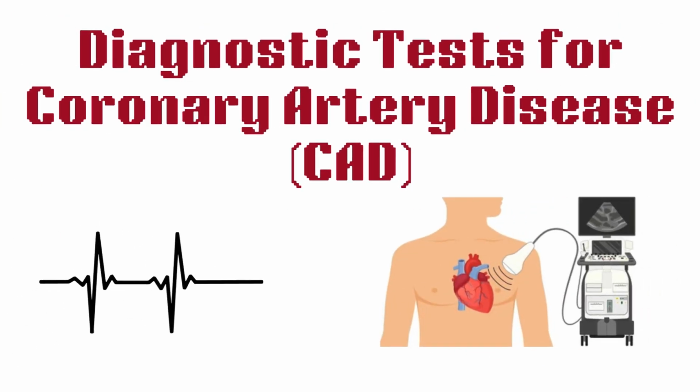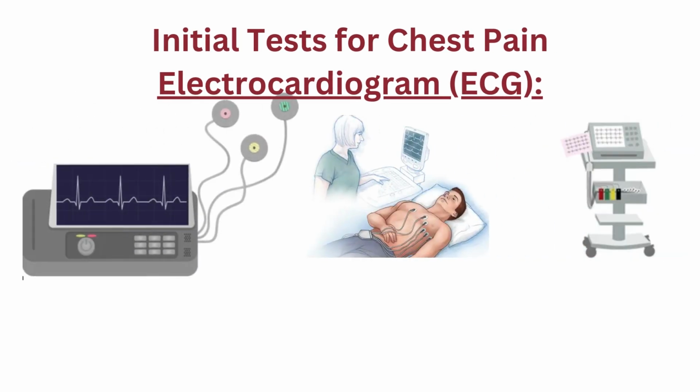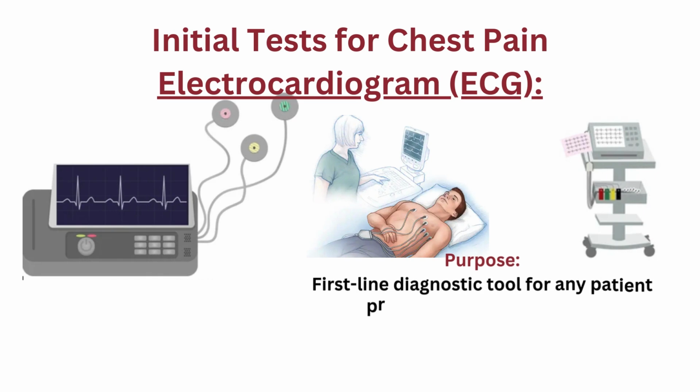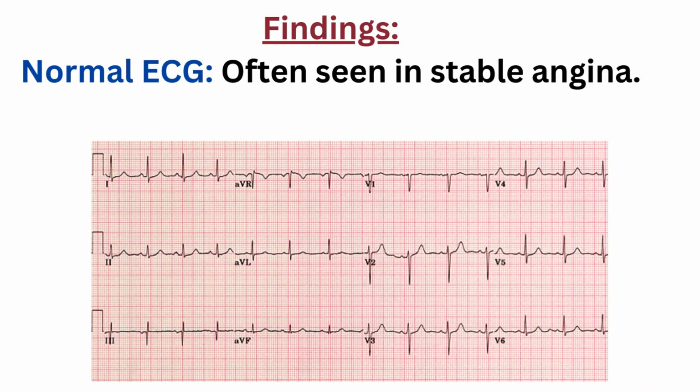Diagnostic tests for coronary artery disease. Initial tests for chest pain. Electrocardiogram, ECG. Purpose: first-line diagnostic tool for any patient presenting with chest pain. It differentiates between ischemic and non-ischemic causes. Findings: normal ECG, often seen in stable angina.